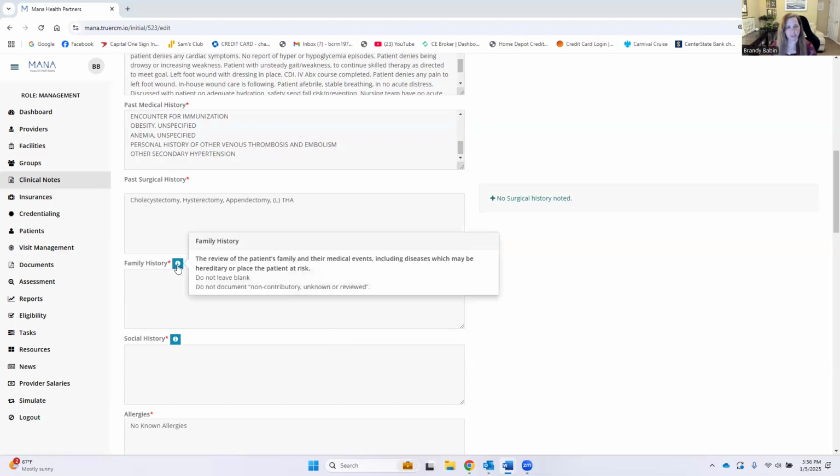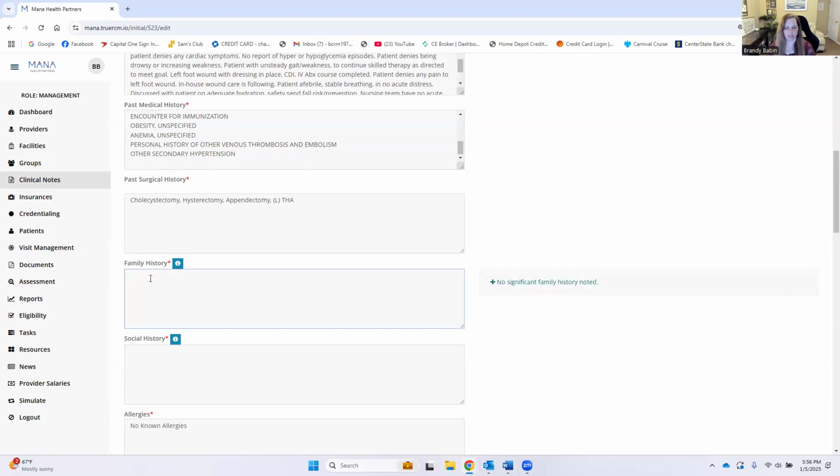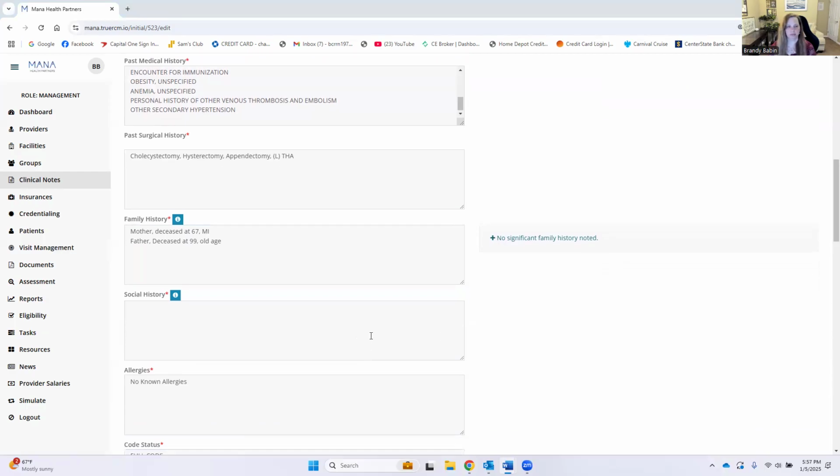Under family history, you're going to write whatever their risk factors were for their family. Don't write reviewed or non-contributory. Any history is always applicable. And by writing reviewed, it means that you have identified that, but that the reader has not. When you click this box, there is actually one snippet that you can utilize. It says no significant family history noted. So if there's no history of significance, you can utilize that snippet as well.